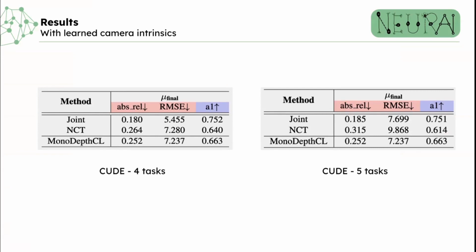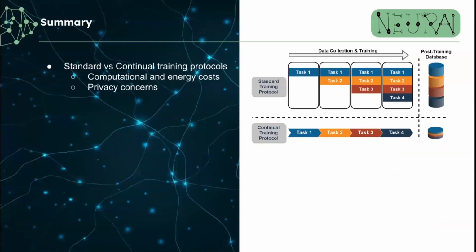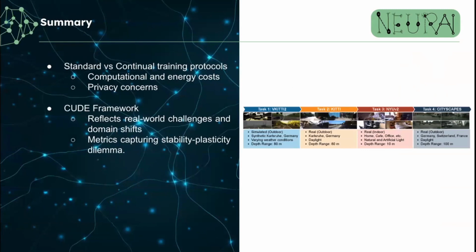Although a considerable gap still exists between joint training and MonoDepthCL, our study represents the pioneering effort towards crowdsourced continual learning for unsupervised monocular depth estimation. In conclusion, our work showed the importance of continual learning in unsupervised monocular depth estimation. We introduced CUDE, a framework for benchmarking continual learning methods for unsupervised monocular depth estimation in real-world challenging scenarios across domain shifts, along with metrics to compare how different methods handle the stability-plasticity dilemma.